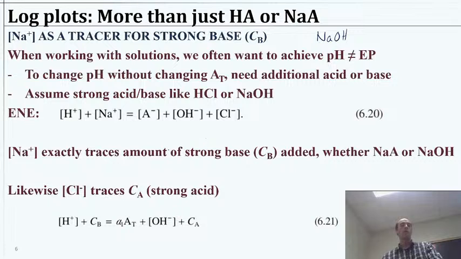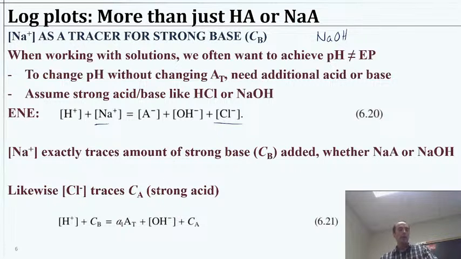Now, conversely, the Cl minus is going to trace how much of the strong acid we've added. So they can counterbalance one another, but you'll see they do just that if we have some of both, right? They're both there. That's because we have no other sources of the two in this system, aside from if we added this stuff as NaA, or if we added NaOH or HCl.